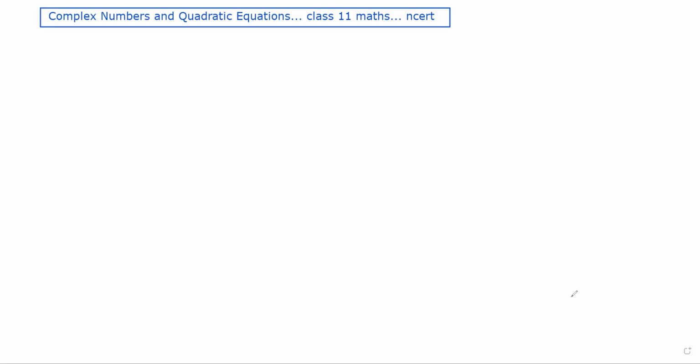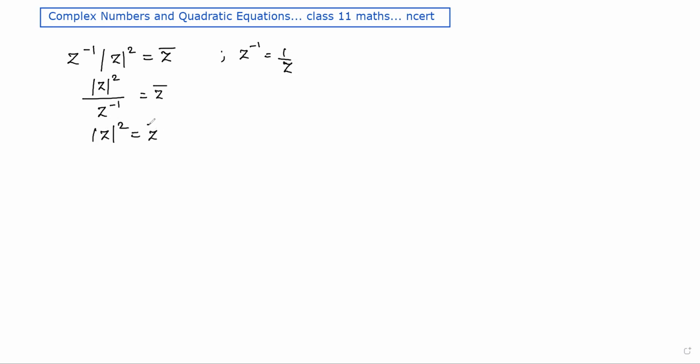We were discussing complex numbers and quadratic equations from class 11th Maths NCERT. Last class we saw Z inverse into mod of Z square is equal to Z conjugate. We know that Z inverse is equal to 1 upon Z. So this can be written as mod of Z whole square upon Z is equal to Z conjugate. Taking Z inverse on the right hand side, mod of Z square is equal to Z conjugate into Z inverse.